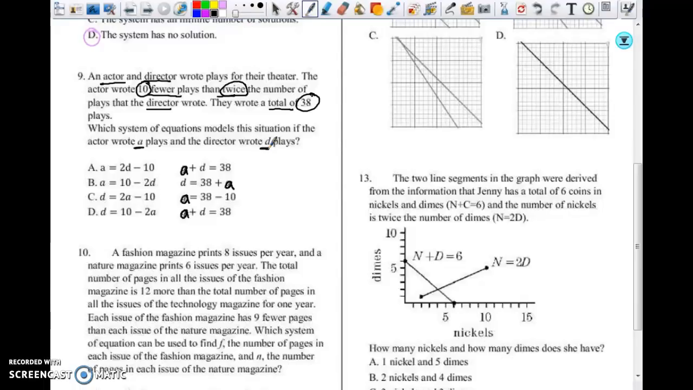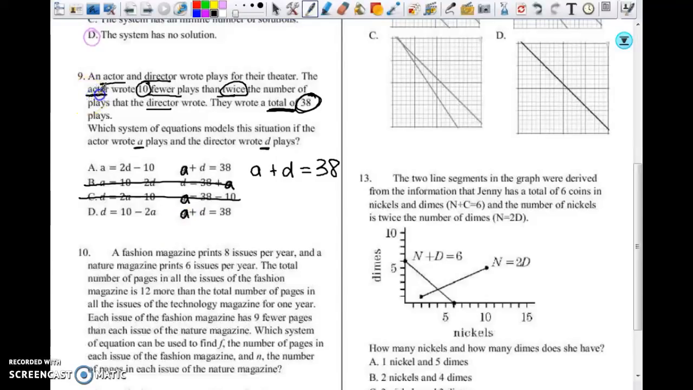So again, I know there's a total of, that's an equal sign, 38. All right. So what kind of plays were there? There were the actor plays and the director plays. So actor and director should equal 38. So that's one of the equations I know I need to have. So I can eliminate C and B, because those did not give me A plus D equals 38, right? Only these two did. So now this is where you've got to think a little bit, okay?